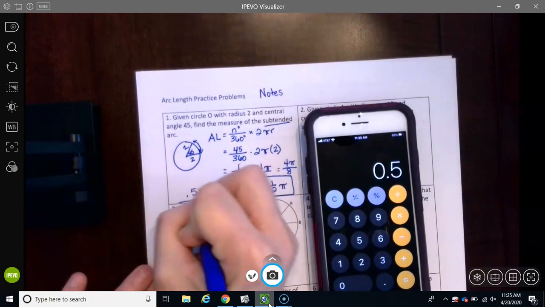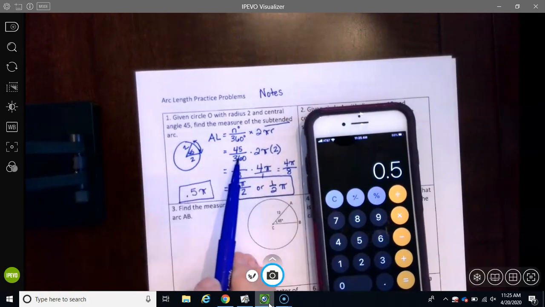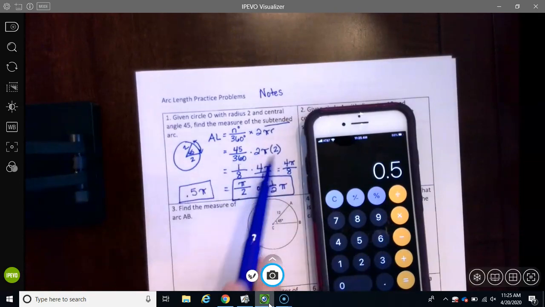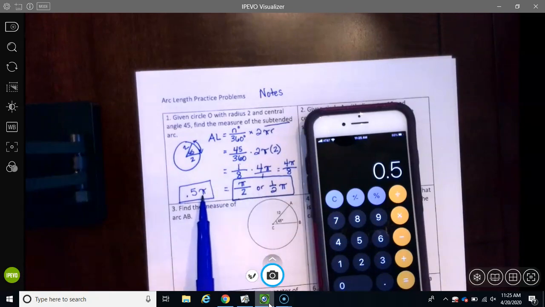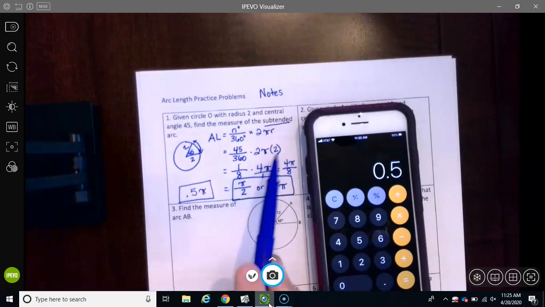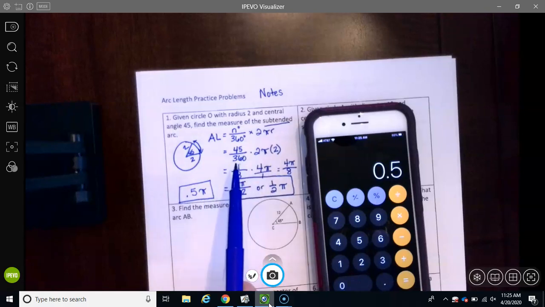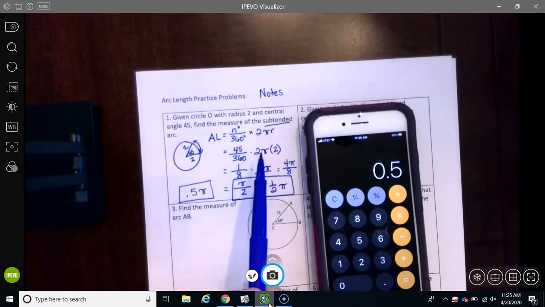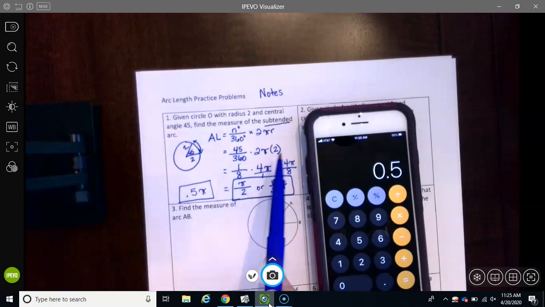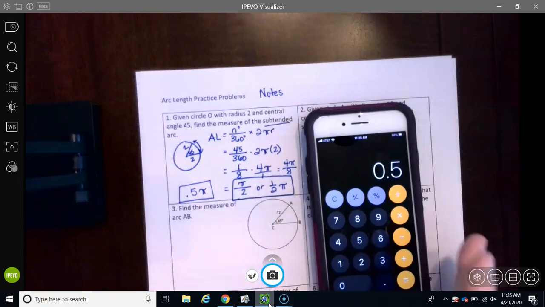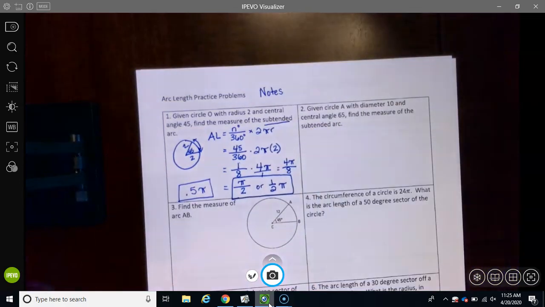So if you struggle with reducing fractions, just divide that out, get a decimal, and then take it times everything else. I would, however, prefer that you go ahead and leave pi in your answer. So instead of taking whatever 45 divided by 360 gave us, times 4 times 3.14, I don't want you to do all that. I'd rather you just take it times the 4 and then leave pi in your answer, because that's more of an exact answer. All right, let's do a couple more.